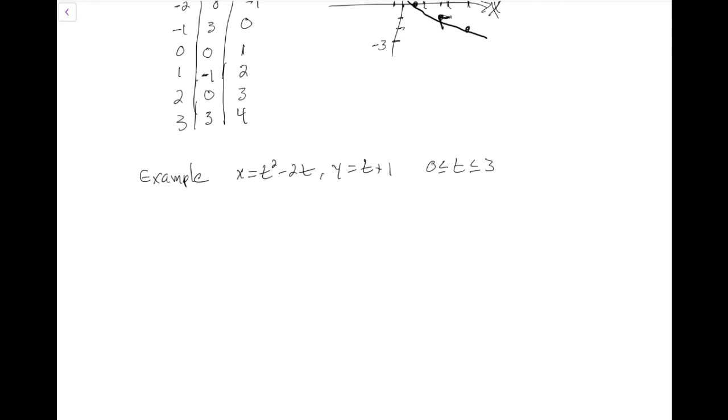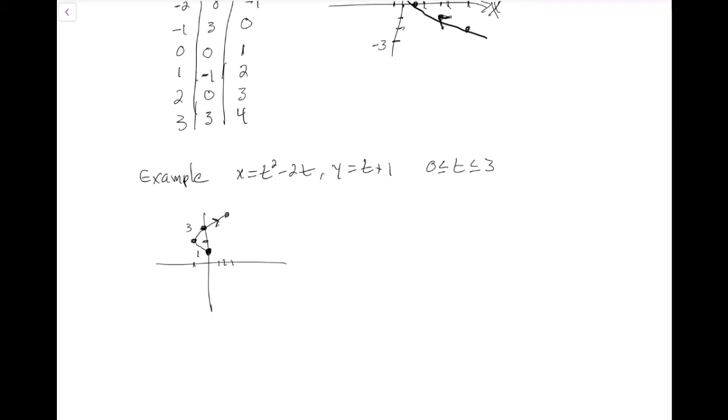Now I'm going to use the table above just to kind of cheat, since I already had those ordered pairs there. If t is 0, I was at the point 0, 1. If t was 1, I was at the point negative 1, 2. If t was 2, I was at the point 0, 3. And if t was 3, I was at the point 3, 4. So again, we're starting where t is 0, and then we're tracing in that direction. We still have a particular direction that we're tracing.